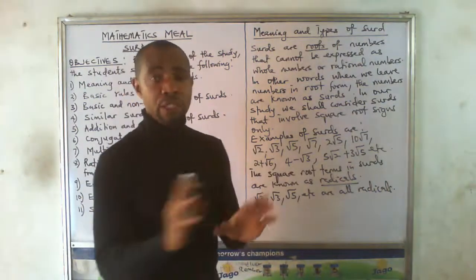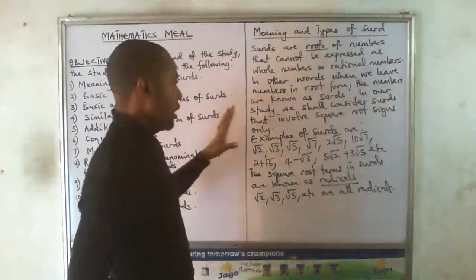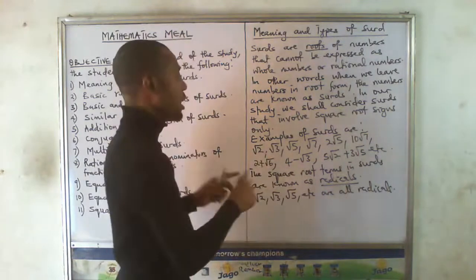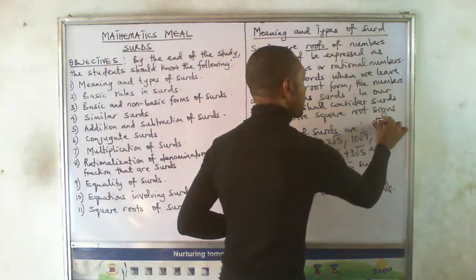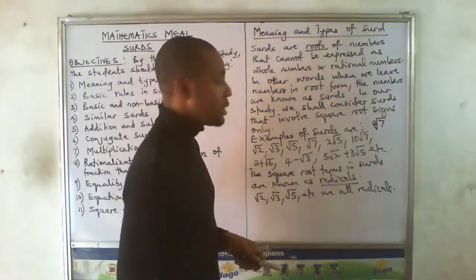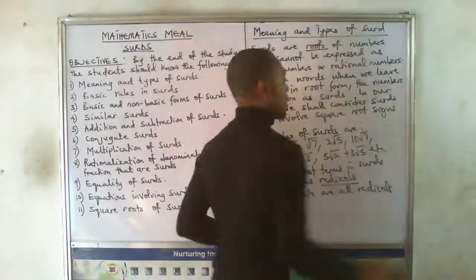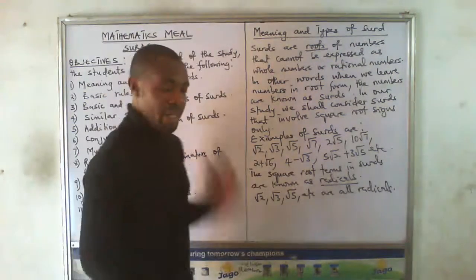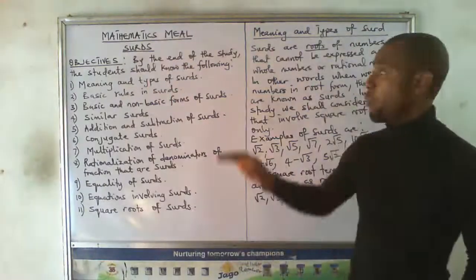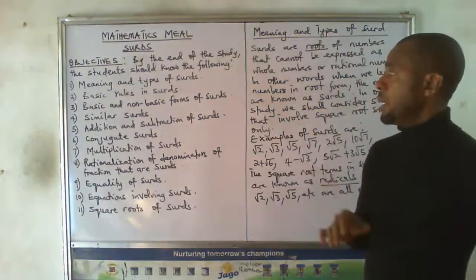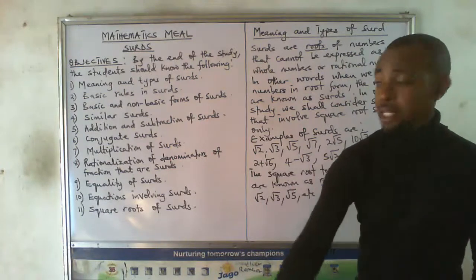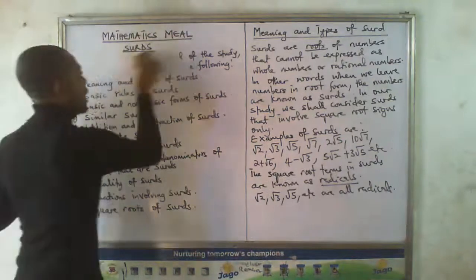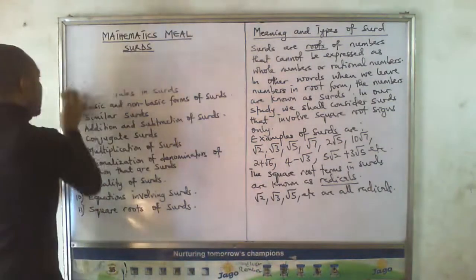Also remember that we said our interest in surds is to look at surds that involve only the square root sign. So we'll not be looking at maybe cube root of 7, something like this. Every bit of our business will center on surds that contain the square root sign. Okay. Finally, in this section, remember we are looking at the first objective, which is the meaning and types of surds. So finally, we are going to look at the types of surds.